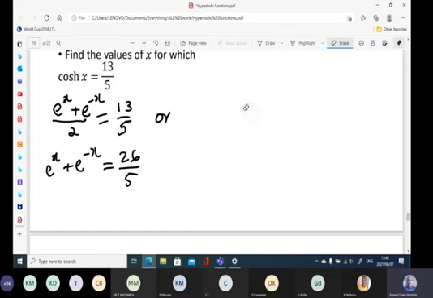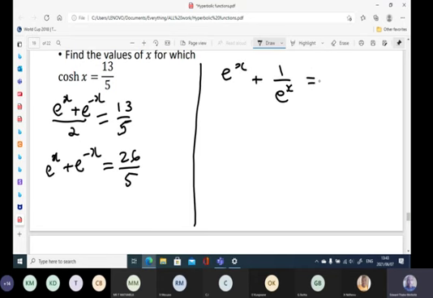So I'm going to solve using the first principle. Okay, now let's solve using the first principle. Now this equation, I wanted to create space, that's why I erased that one. So you have e to the power x plus 1 over e to the power x is equivalent to 26 over 5. So we have e to the power 2x plus 1 is equivalent to 26 over 5 e to the power x.